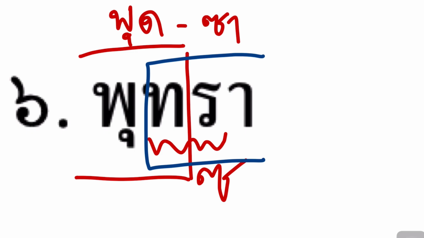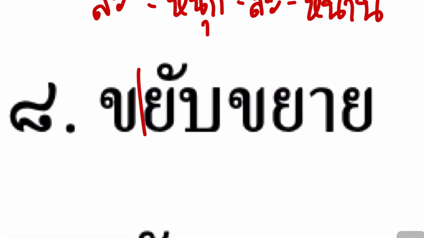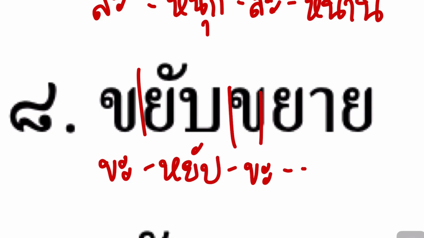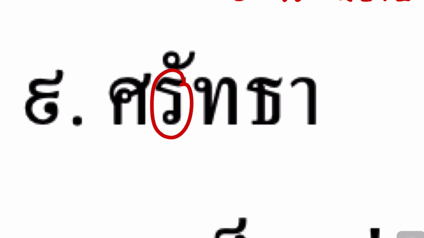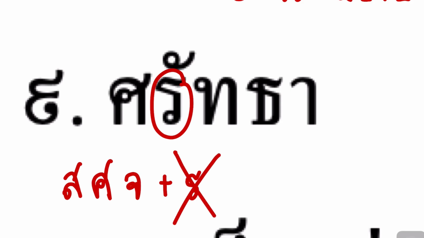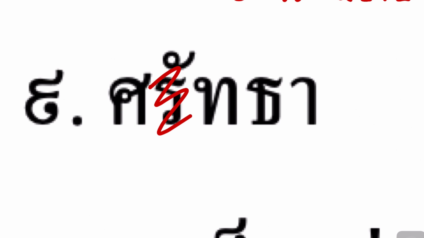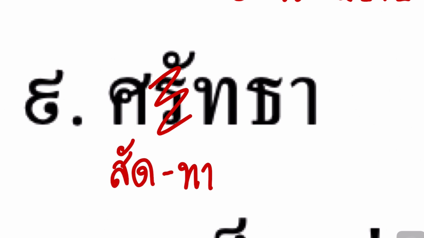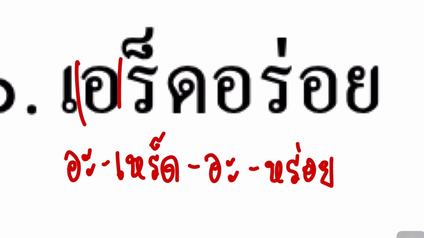Next we've got sanuk sanan and khayap khayai. In this word, notice there's an S with a roruea, and remember when there's an S sound or jojan with the roruea you don't pronounce the roruea, so here is just sattha.